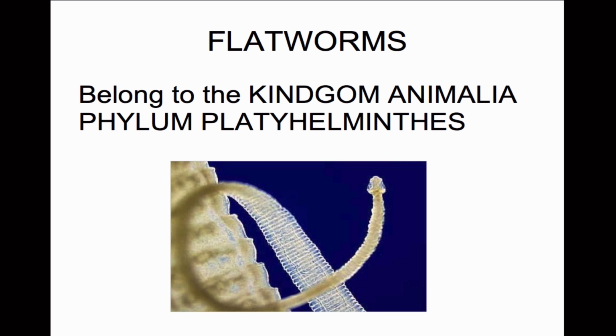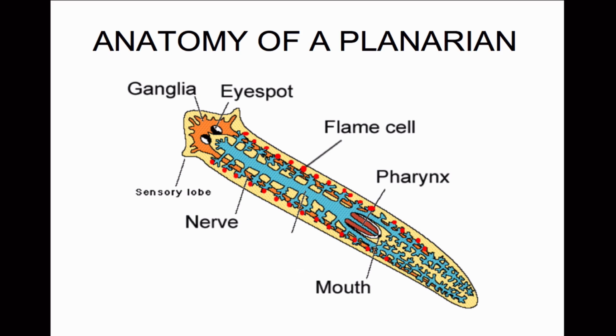All right, so we're going to talk about flatworms, and flatworms are in the phylum Platyhelminthes. And this is a diagram of a planarian, and I want to show you this because flatworms have a very simple anatomy, but we're starting to see a little bit more complexity. We see cephalization. So that's the first thing that we notice with the flatworms. It has a head region, and the head region has sensory organs.